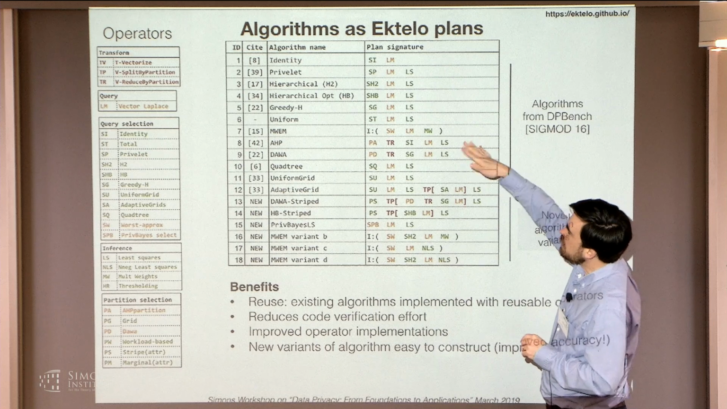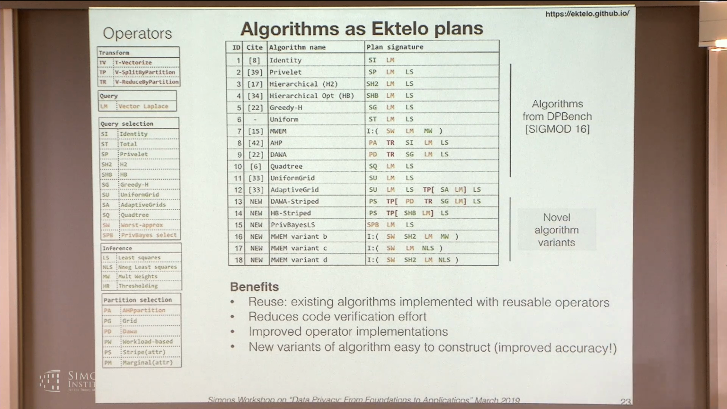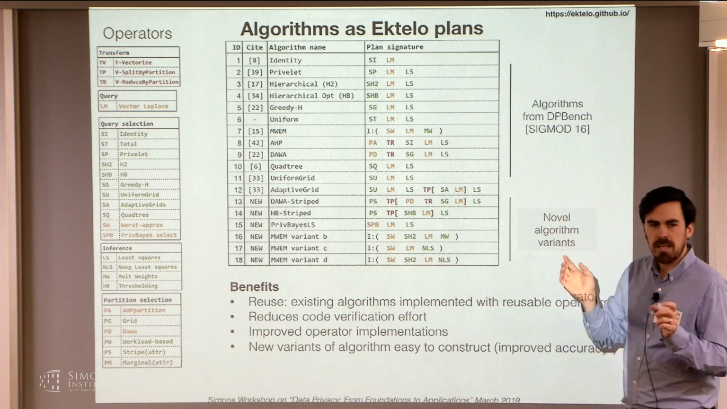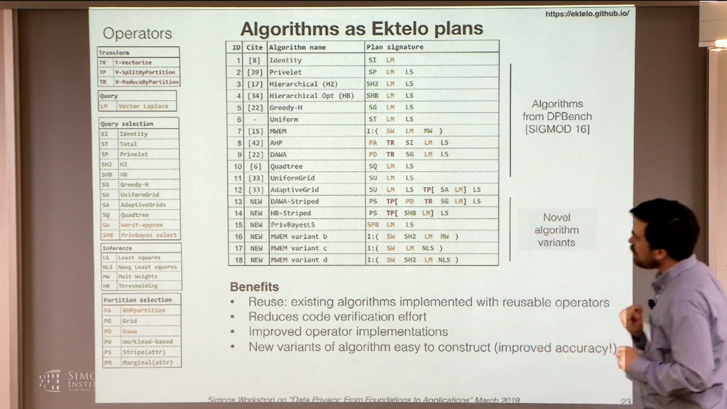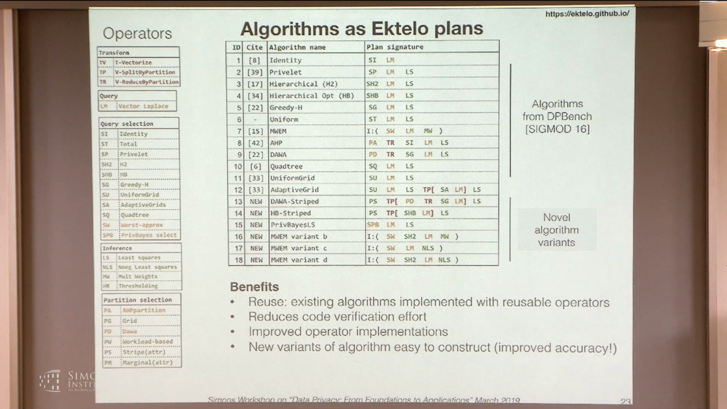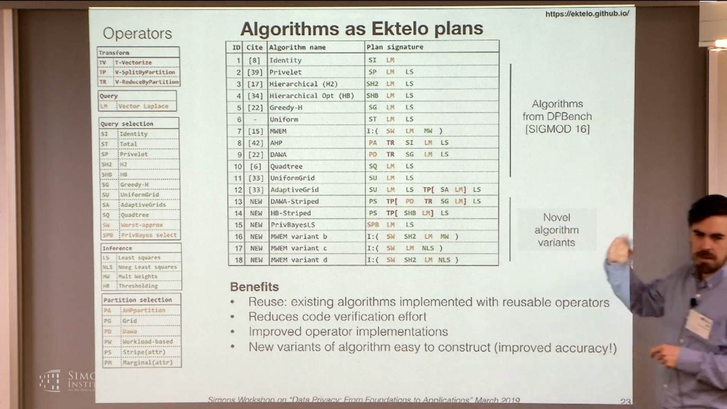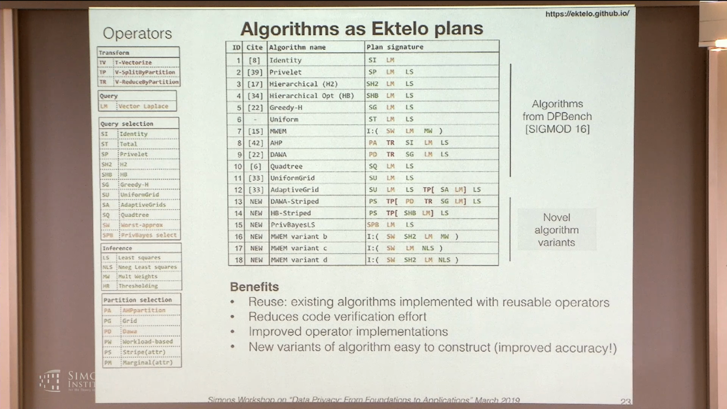The other thing is that a bunch of algorithms have very similar plan signatures, except maybe one operator has been changed. When you look at these papers, for experts in the room it's maybe obvious how these algorithms are similar or different, but it wasn't until we wrote them down as Ektelo plans that we really saw just how similar they were. And that's an iterative loop, so a repeated process.